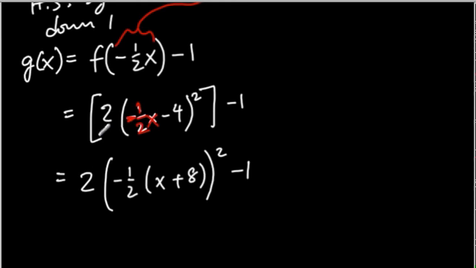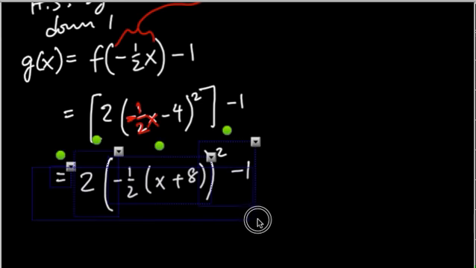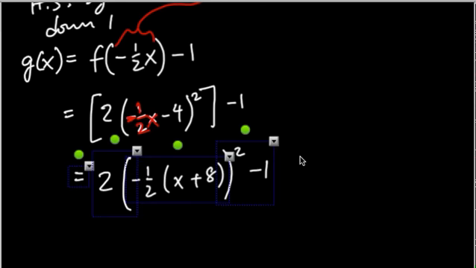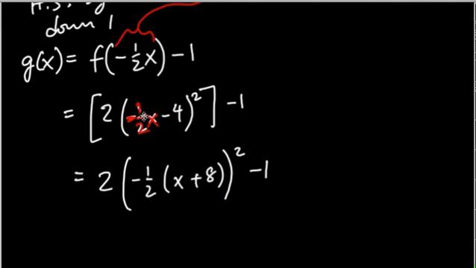Right? This 2 follows right there. Maybe I'll just move it a little bit so it's clear. So line it up like that. Okay. So this 2 is here. This negative half is over here. And negative half times positive 8 is negative 4, which is what we see over there.